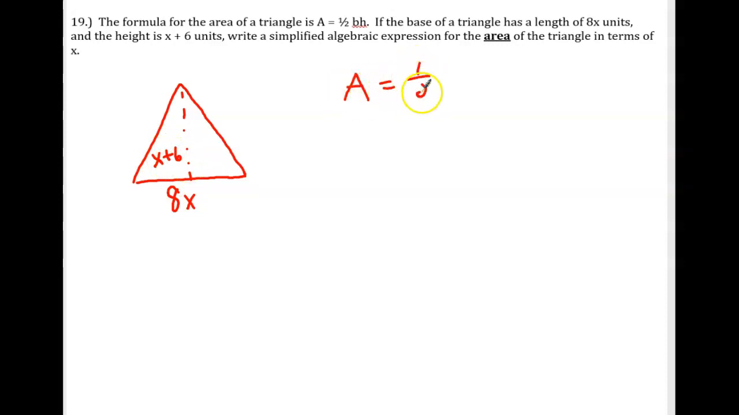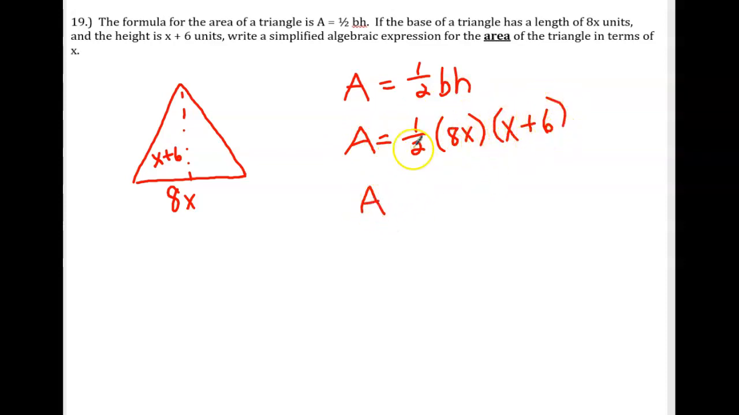All right, so this one, the formula for the area of a triangle is 1/2 the base times the height. If the base of the triangle has a length of 8x units, there's our base, and the height, here's our height, is going to be x plus 6. We want to write a simplified algebraic expression for the area again. So they give us the area of 1/2 base times height. So we're going to take 1/2, the base is 8x, and the height is x plus 6.